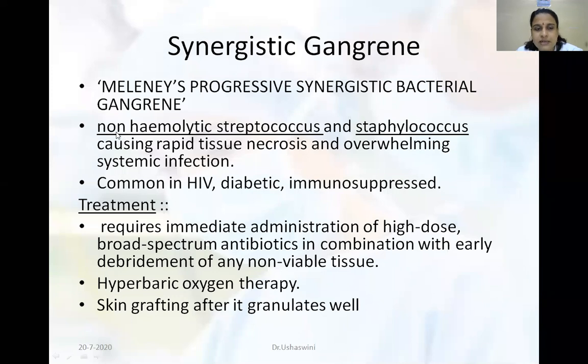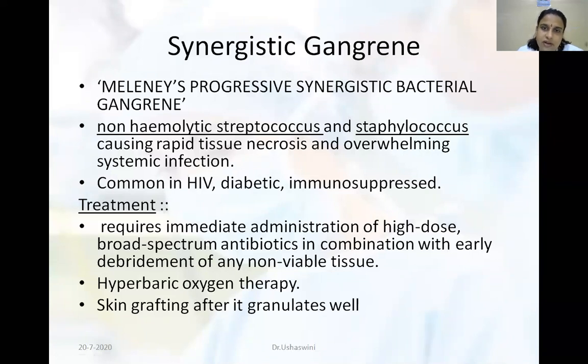So what happens in these patients is a synergistic action between non-hemolytic streptococcus and staphylococcus. The combined infection of these two organisms will cause rapid tissue necrosis. There is a very quick, overwhelming tissue necrosis that spreads so fast that there is also overwhelming systemic infection by the time the patient comes to us.